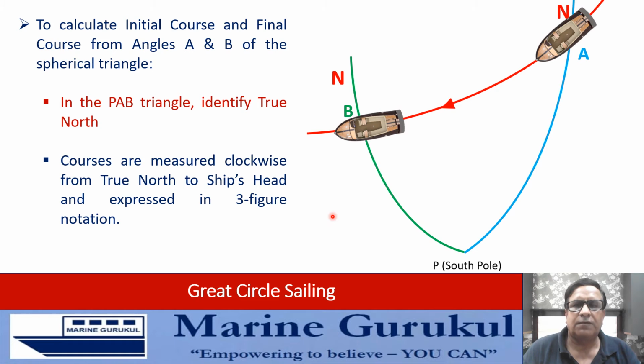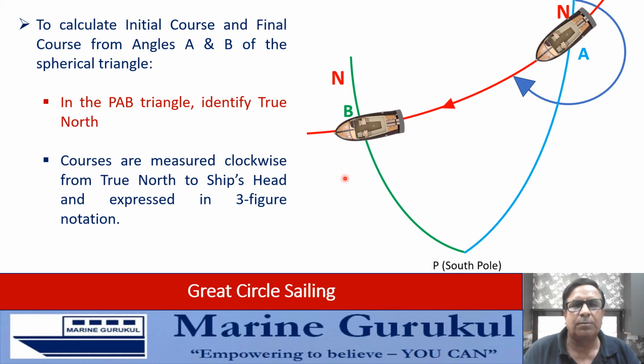Now let's mark off from north clockwise up to the ship's head the initial course. You can see this blue arc out here. This represents the initial course. And what do you see in this case? This is angle A. From here to here is 180 degrees. So the initial course shall be 180 degrees plus angle A.